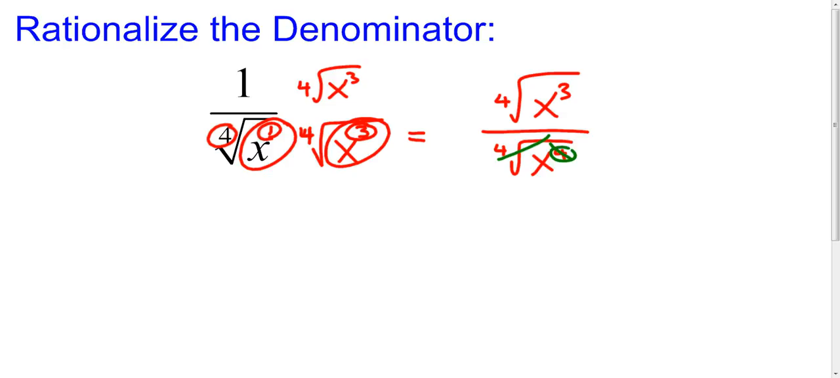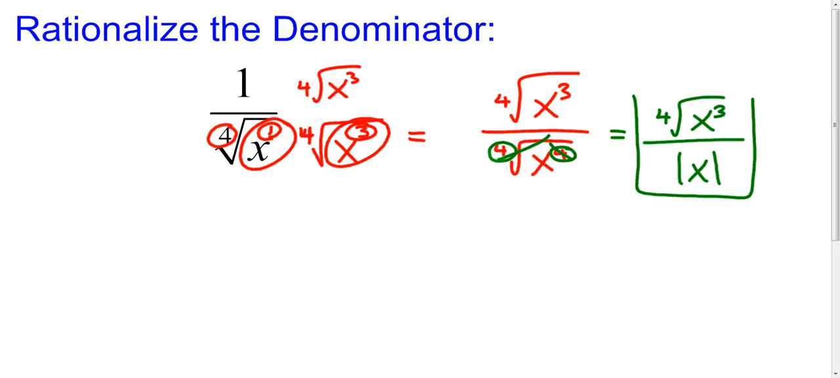However, you did have an even exponent with an even power. And so I do need to make sure that I say that it's the absolute value of x down here. And then the fourth root of x to the third. Okay, and we will do one more.